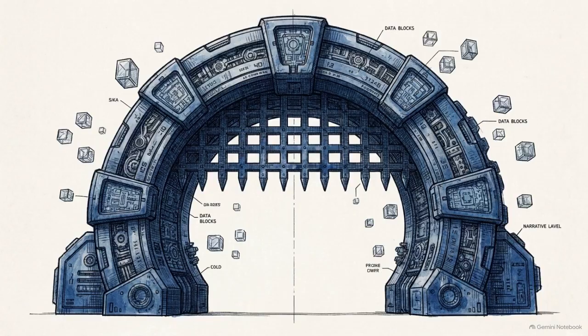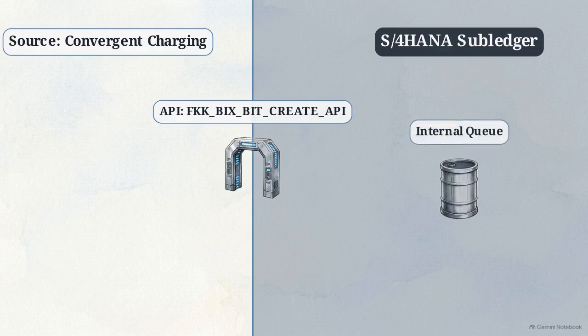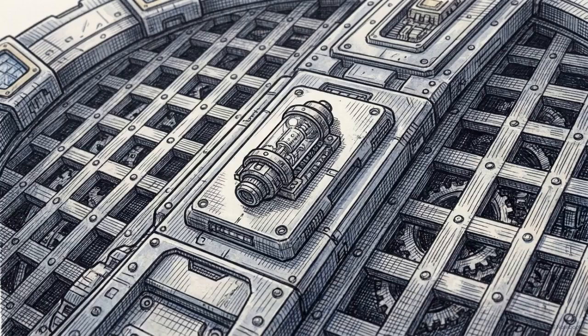We start by looking at the outer boundary of S/4HANA, the exact point where external data payloads first arrive. Here, an ABAP function module acts as the receiving gateway. Specifically, it is the FKK_BIX_BIT_CREATE API. This function module is asynchronous. It takes the incoming payloads and places them into a queue, processing the data efficiently without locking up S/4HANA system resources. But this API is strictly a receiver. It does not actively pull data from outside sources. It waits to be called remotely.